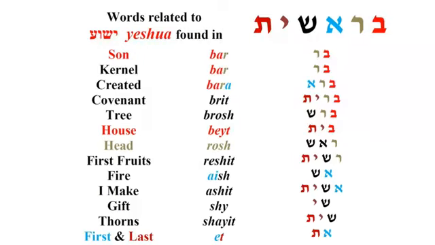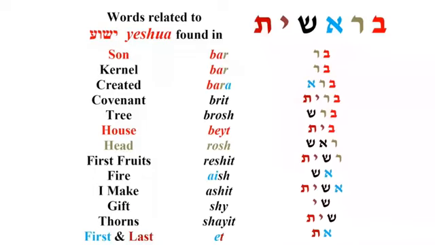Anyway, there's Beit Resh. The first two letters of the Bible spell son. Bar is also the word for kernel, like a kernel of corn. A seed must drop into the ground and die before it produces fruit. Okay? This is bar, kernel. The word bara, the first three letters. Bara, son of God. Or bara means created from nothing.